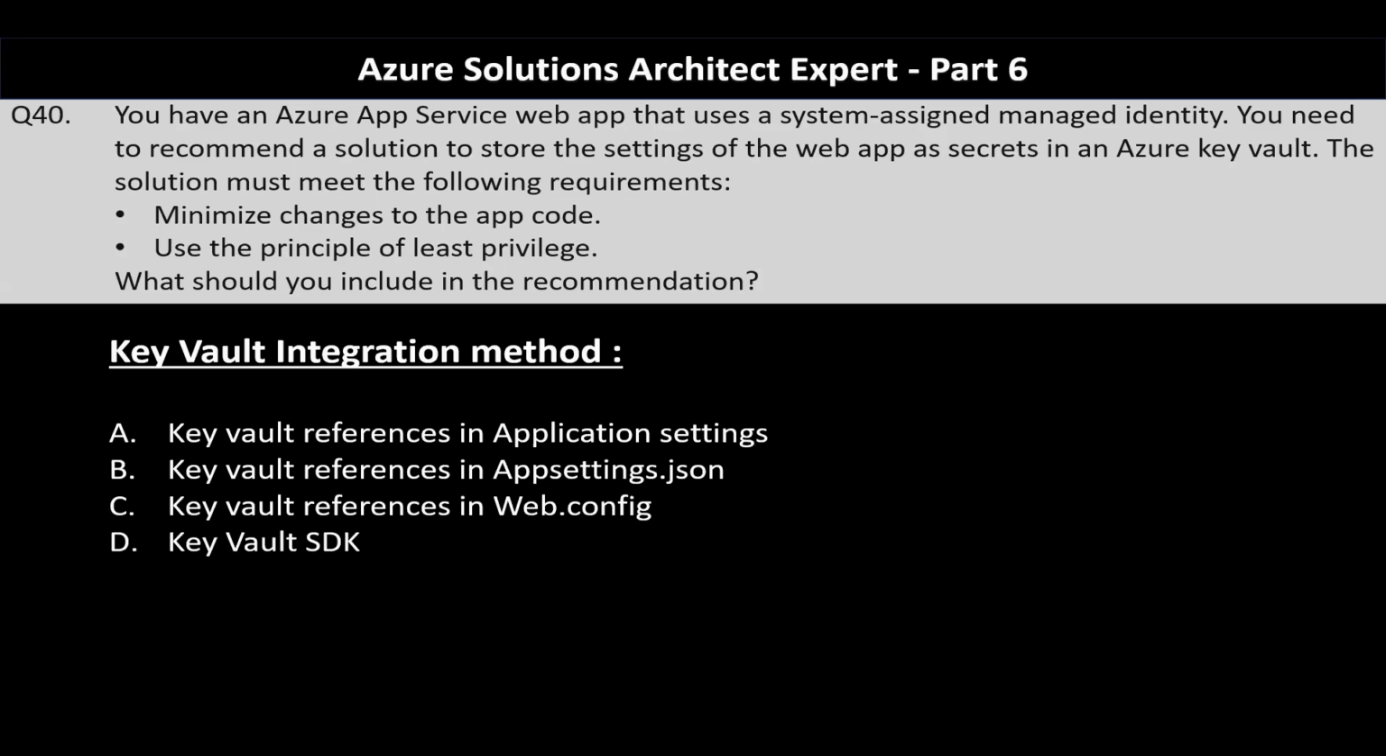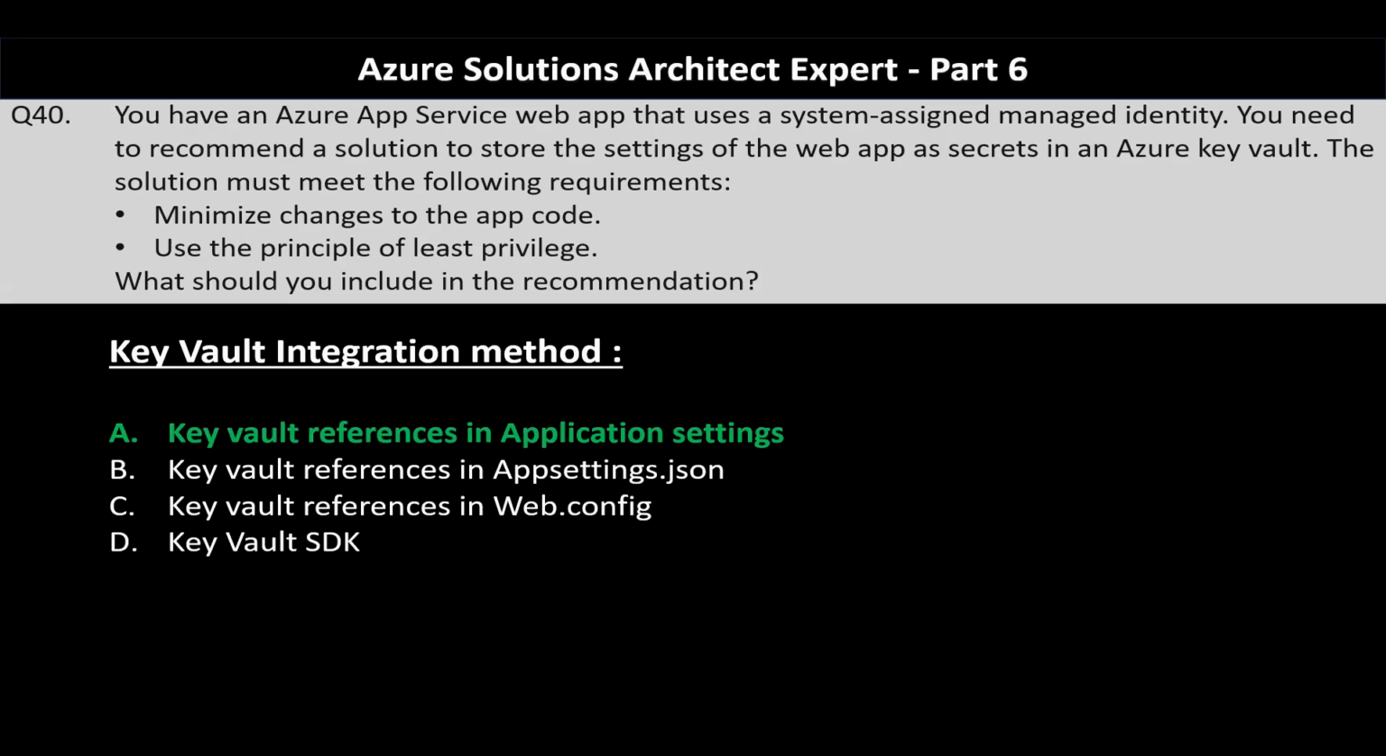And the first part of the question is talking about Key Vault integration method. Your options are Key Vault references in application settings, Key Vault references in appsettings.json, Key Vault references in web.config, Key Vault SDK. And folks, you should use Key Vault references in application settings. This method allows you to reference Key Vault secrets directly in the Azure App Service application settings, avoiding the need of code changes, which is one of the requirements. The secrets are injected as environment variables into the app, minimizing changes to the code and keeping things secure.